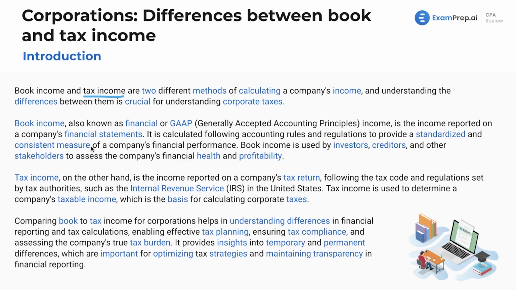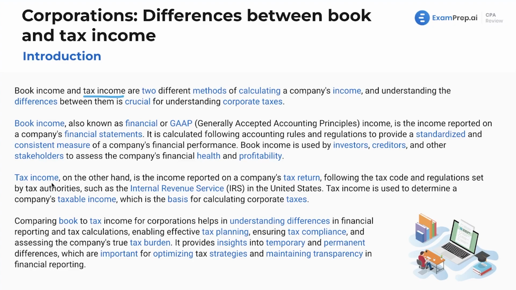And I've worked in tax, I've worked in audit. Sometimes you get a tax return and you have to create financial statements from it. Sometimes you get financial statements, you have to determine what the taxable income is. So totally possible. Hey, I know you're a very curious person, whoever you are listening here. Now, this book income is calculated following accounting rules and regulations to provide a standardized and consistent measure of a company's financial performance.